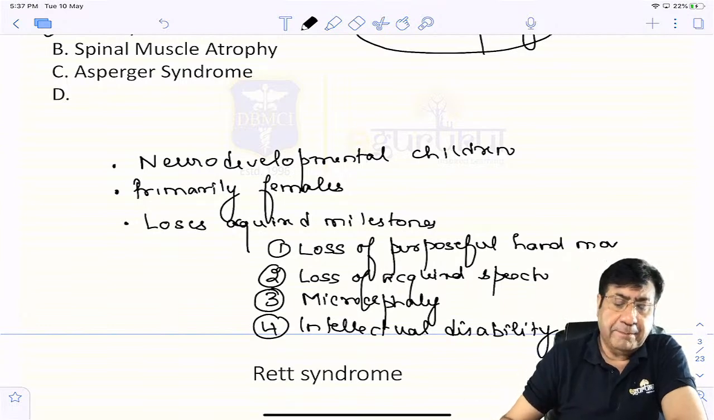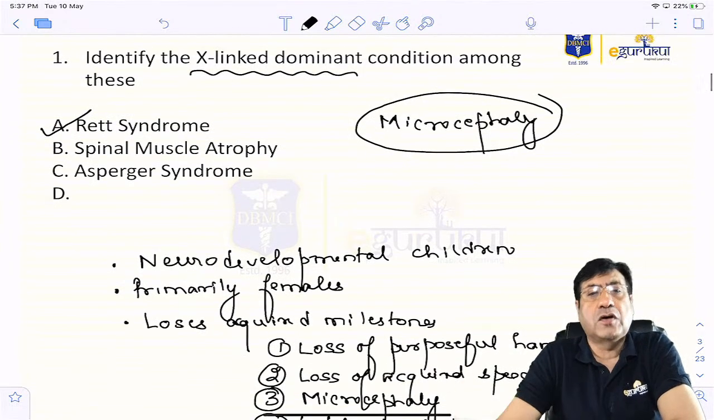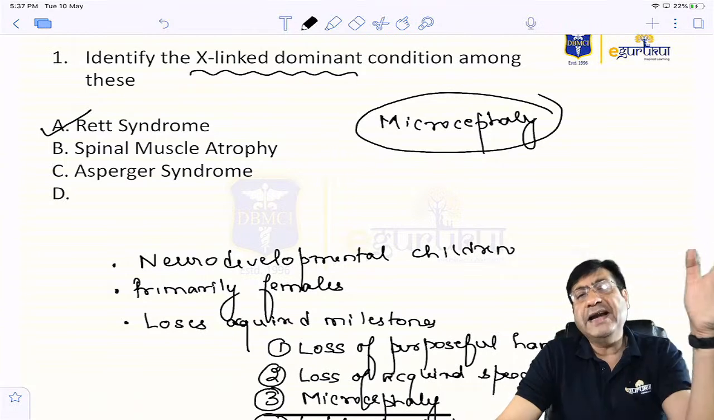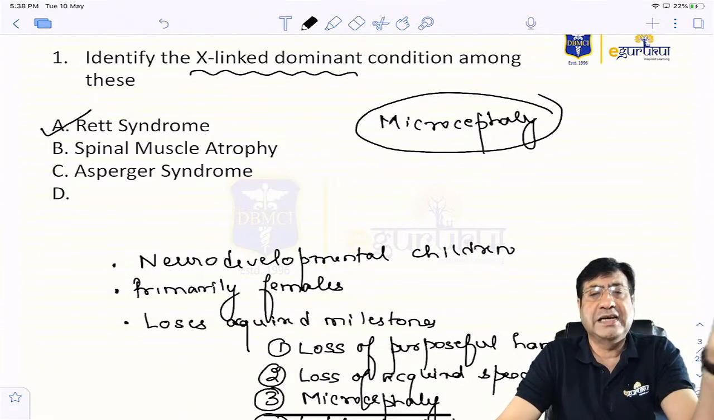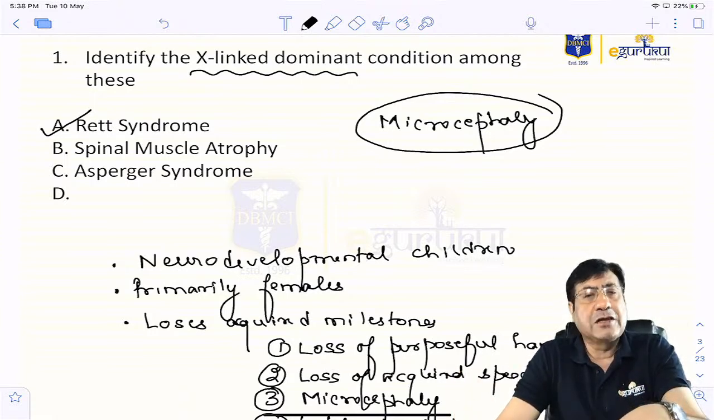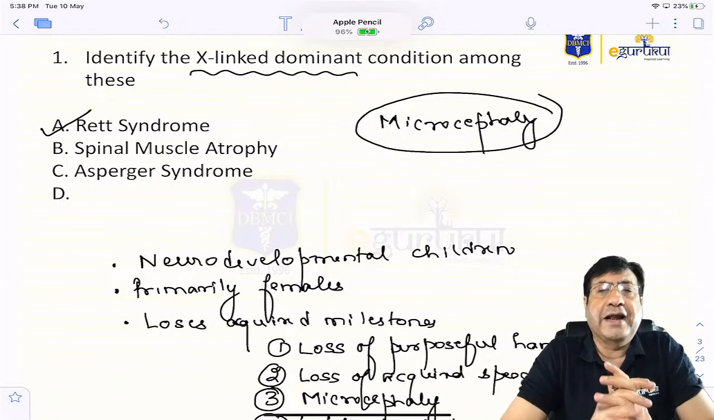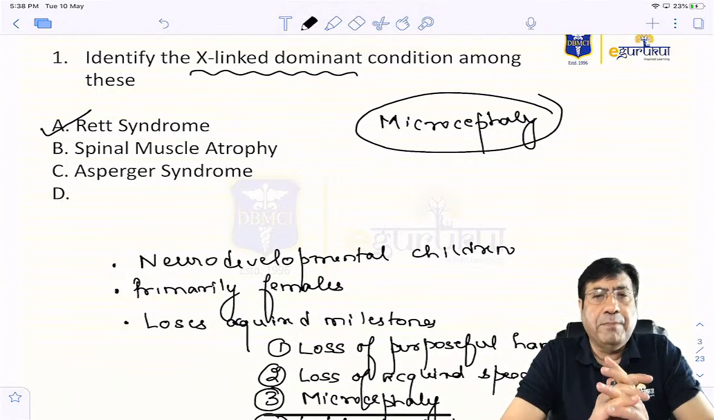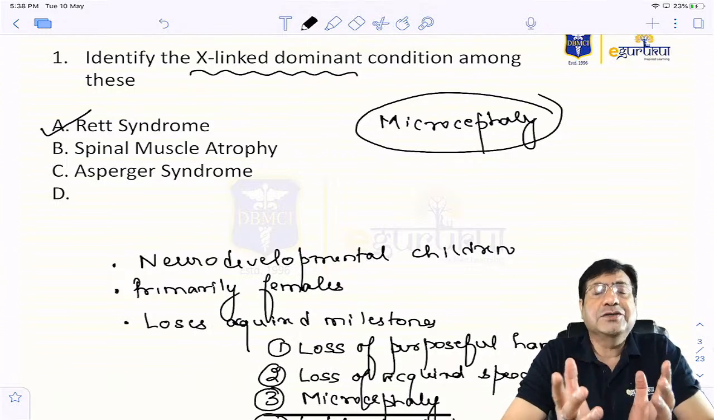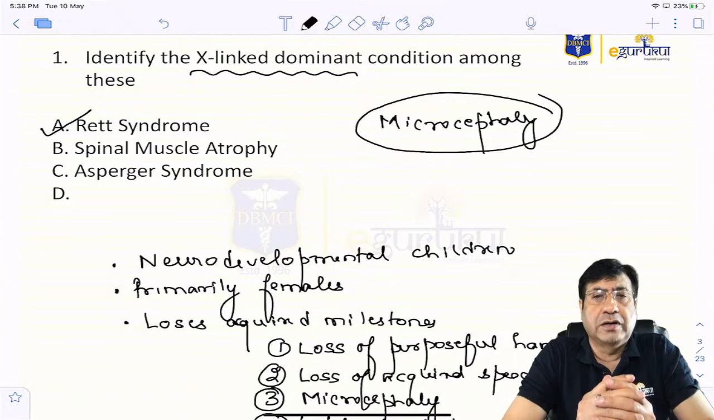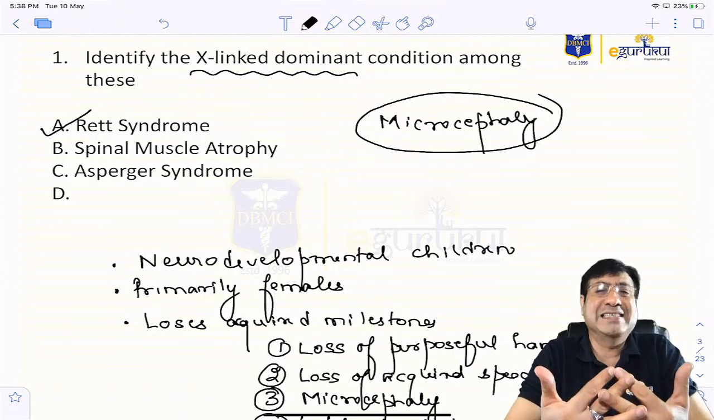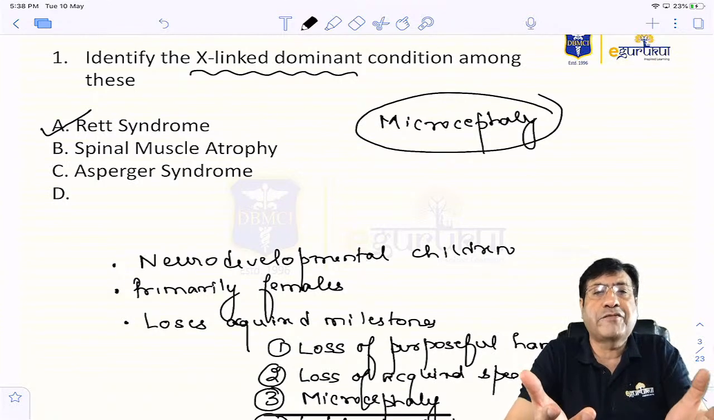So the typical example of an X-linked dominant disorder is Rett syndrome. I couldn't get the other options except for spinal muscle atrophy. Some students said spinal muscle atrophy was another option, and I've discussed spinal muscle atrophy in my app also. Spinal muscle atrophy is primarily a neuromuscular disorder. It's an autosomal recessive group of disorders. So spinal muscle atrophies are not X-linked dominant disorders.